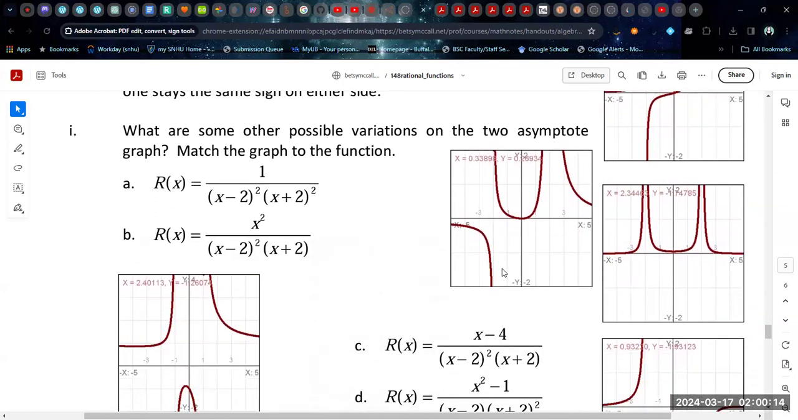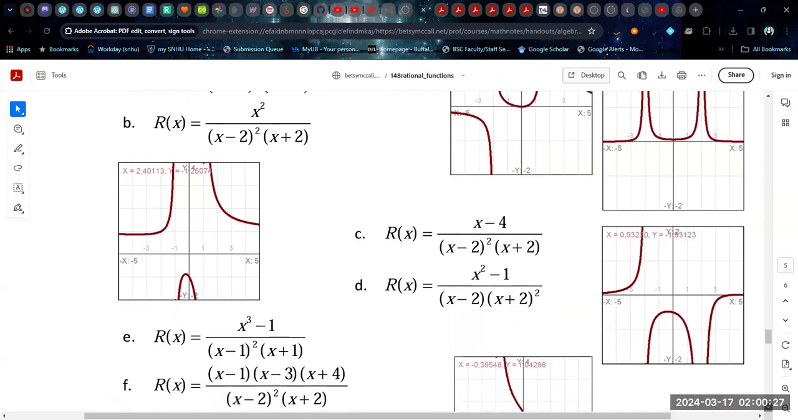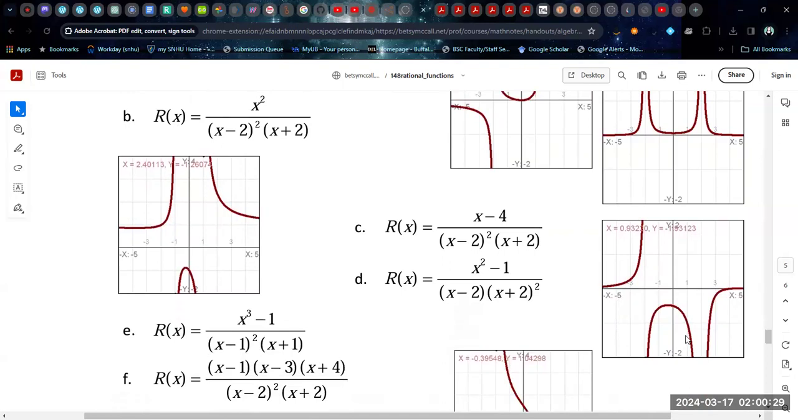So some other possible variations. So we could have both of the factors squared. For example, we could have one of them squared. Some of them could be negative, so we could have this sort of quasi-parabolic behavior in the middle.